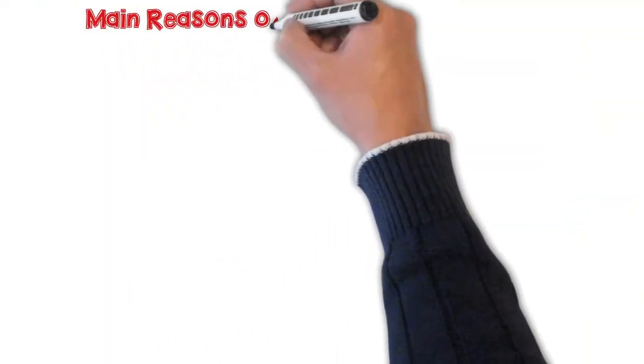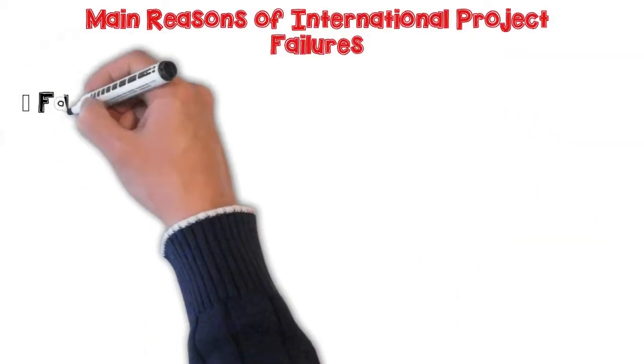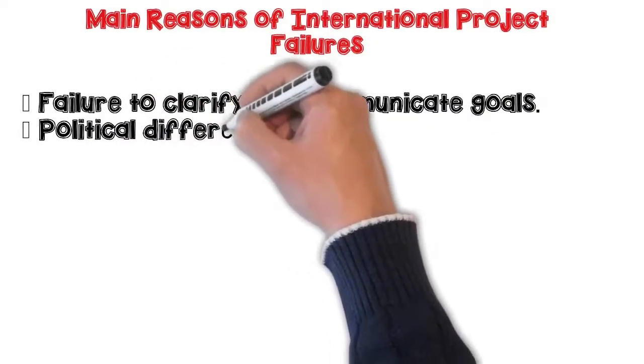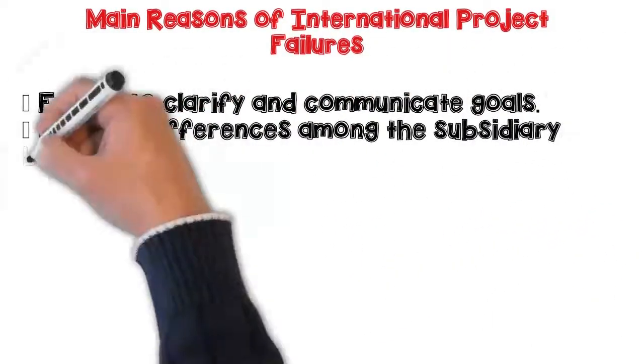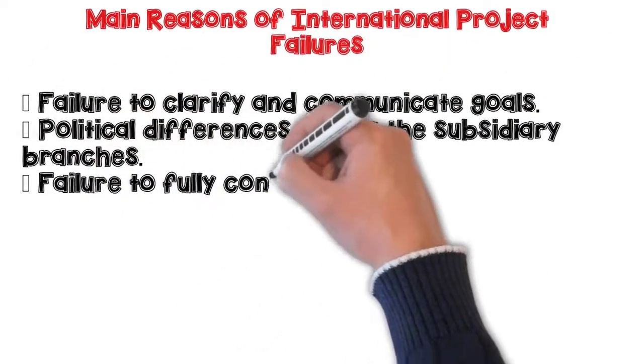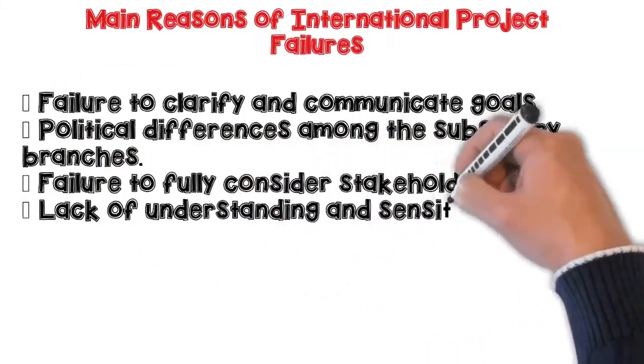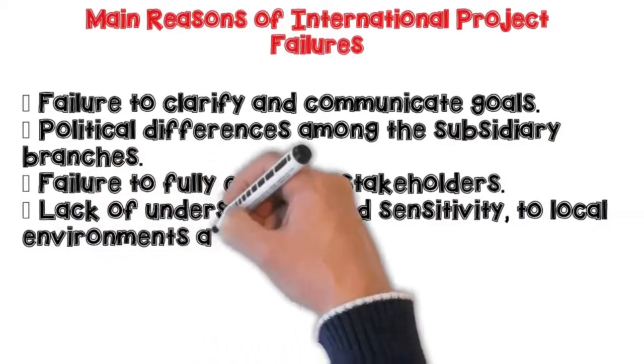Main reasons of international project failures. Failure to clarify and communicate goals. Political differences among the subsidiary branches. Failure to fully consider stakeholders. Lack of understanding and sensitivity to local environments and cultures. Language barriers.